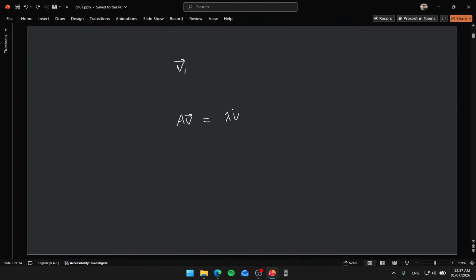So the process is to find lambda, then to find the corresponding v, the eigenvector that corresponds to lambda, and then after finding an eigenvector, we check it. We do matrix A times v equals the lambda that we found times the v. If they are equal, then v is a valid eigenvector. If not, then we made a mistake. Then it's not valid.